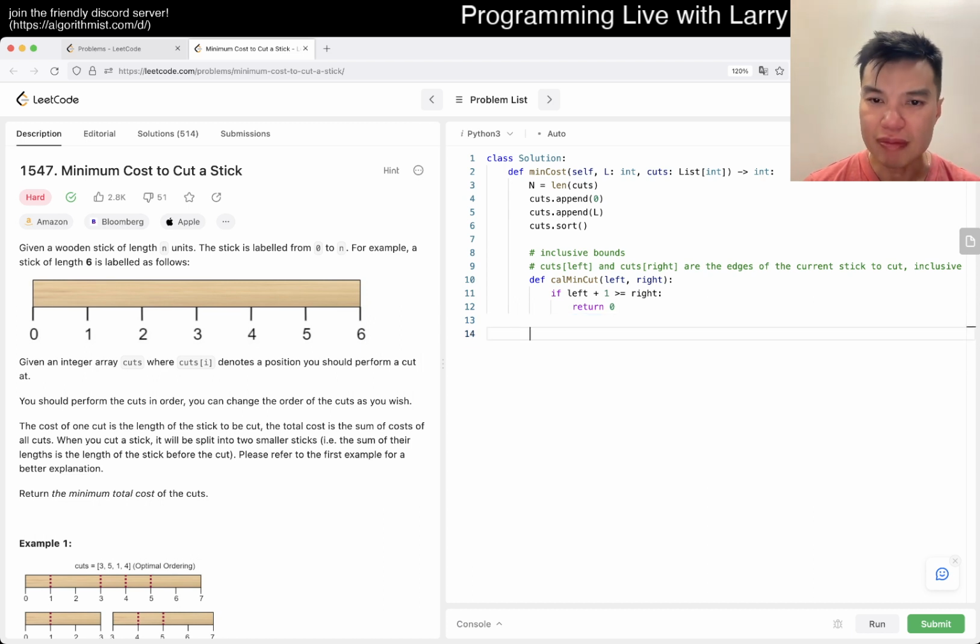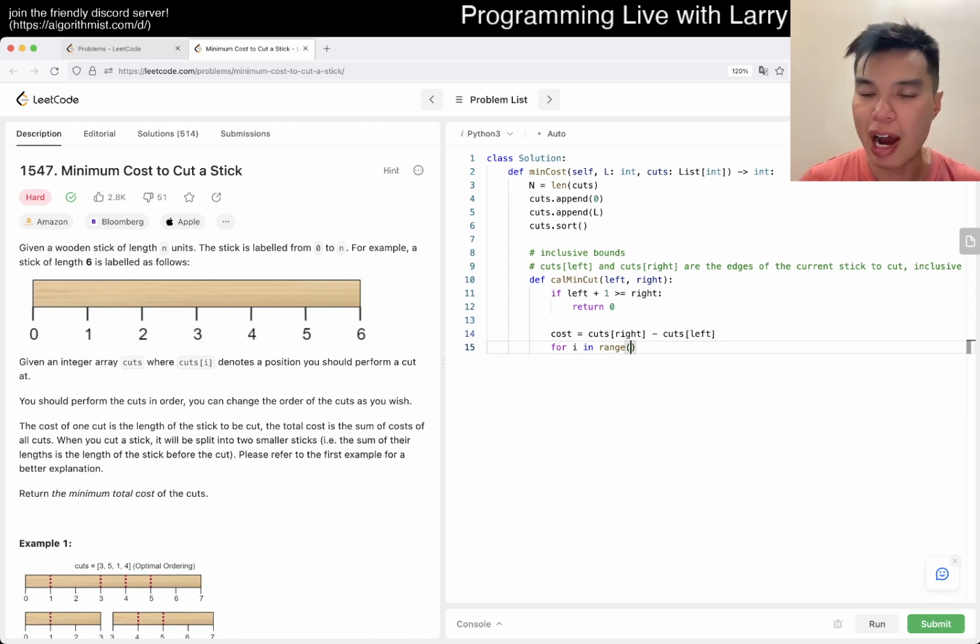And now the way we set it up is that we can cut along this thing, right? So the cost is always going to be the same. Unless I'm misunderstanding this, it's going to be cuts of right minus cuts of left, because that's the length of the thing, right? The length of the stick.